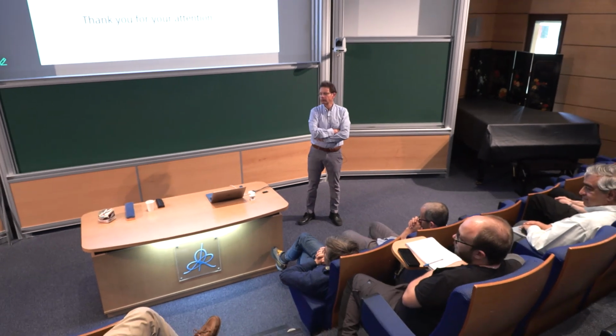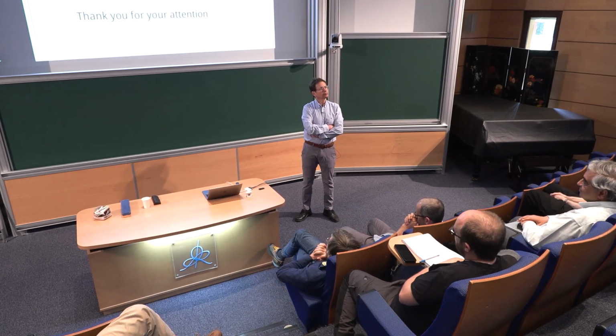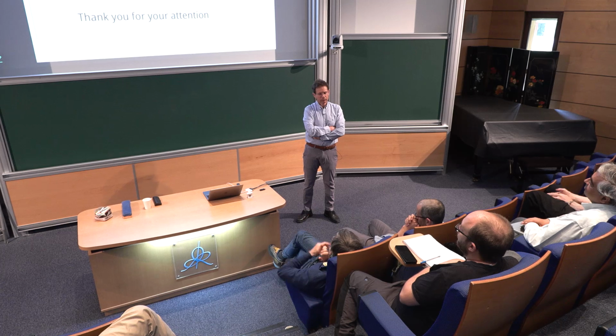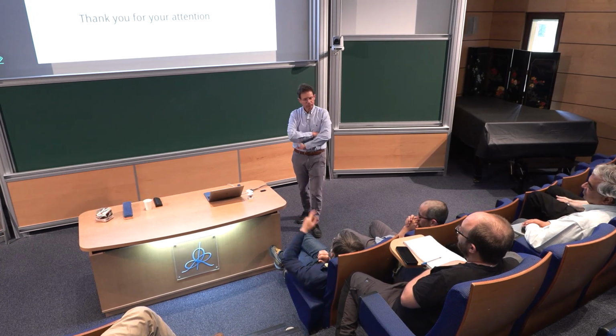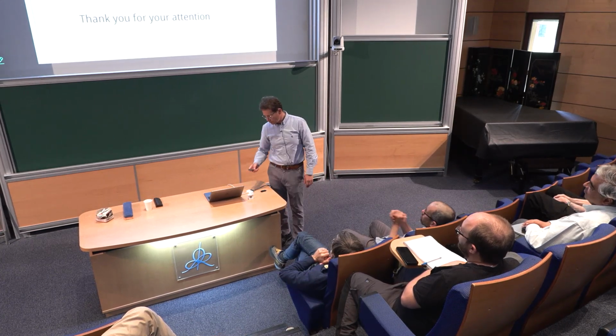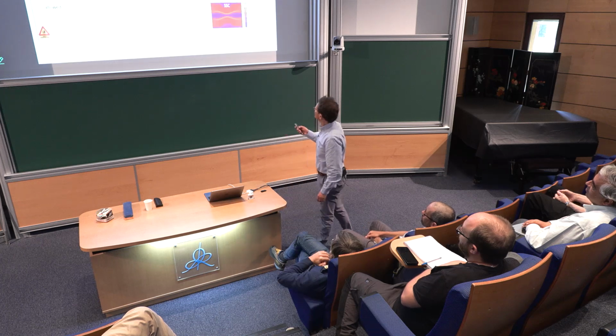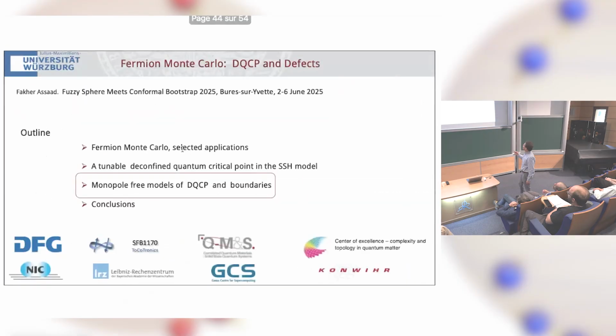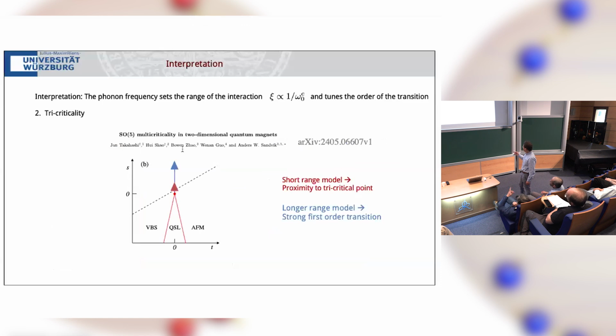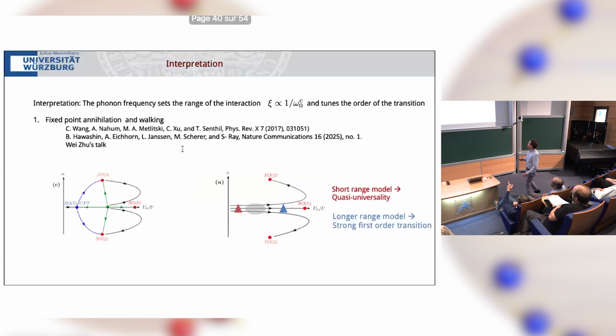So we still have time for some questions. Can we go to the DQCP, one of your last DQCP pages, where you had this SSH model and you put it on the RG flow diagram? Yes, the previous one. This one. So can you comment on the diagram on the left? Is it still allowed, in your opinion?